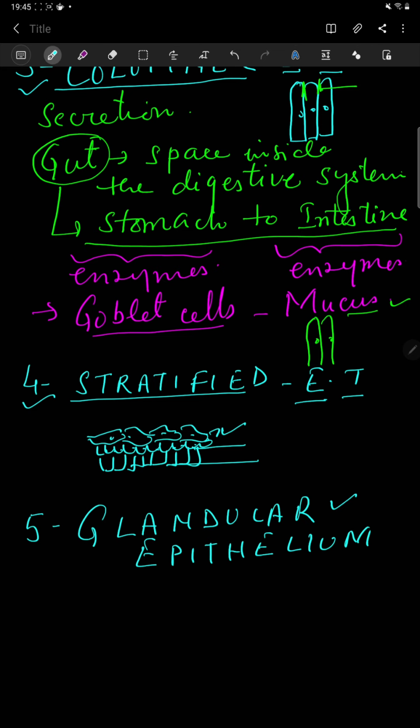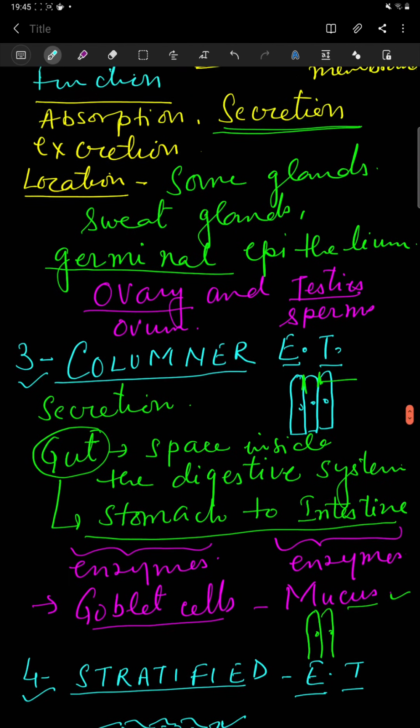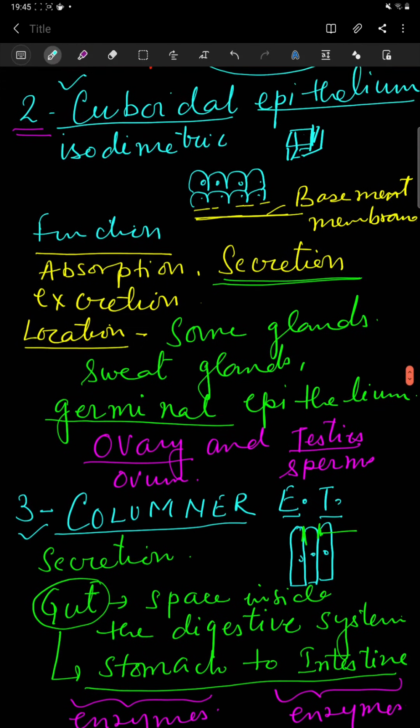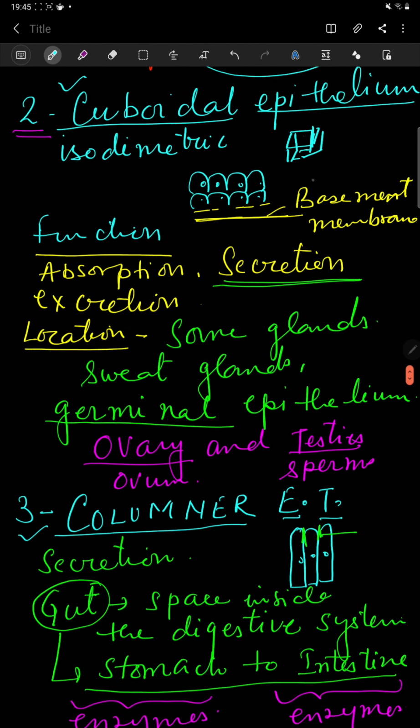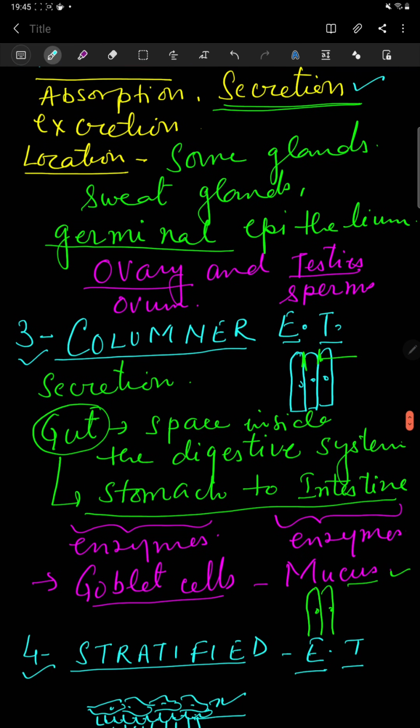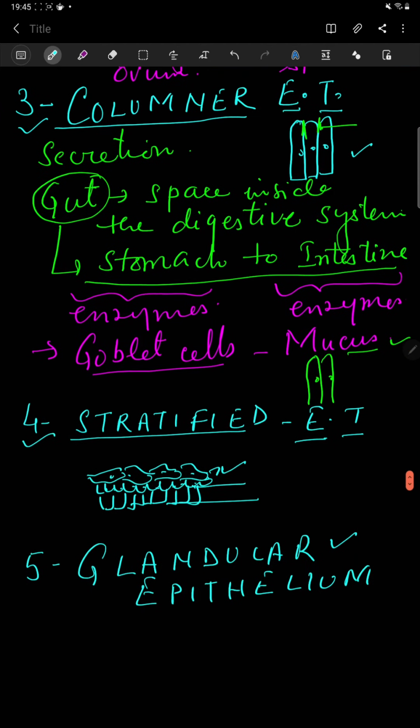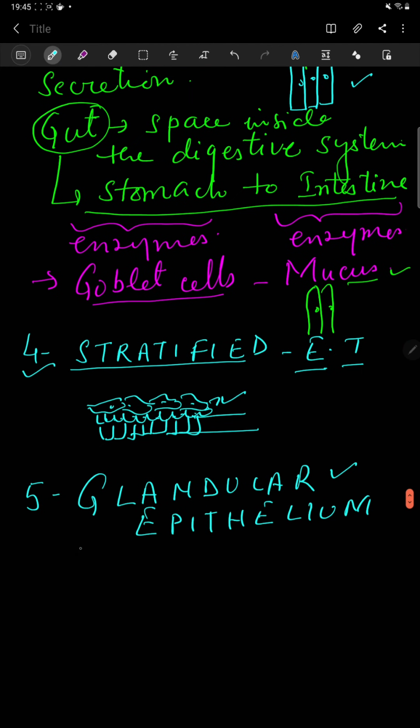No doubt that the glands will make enzymes and hormones and they will secrete them. And we have already discussed that the cuboidal cells are responsible for secretion, and the columnar cells are also responsible for secretion into the gut. But when we use the term glandular epithelium, this is basically in the glands only. There are so many glands.